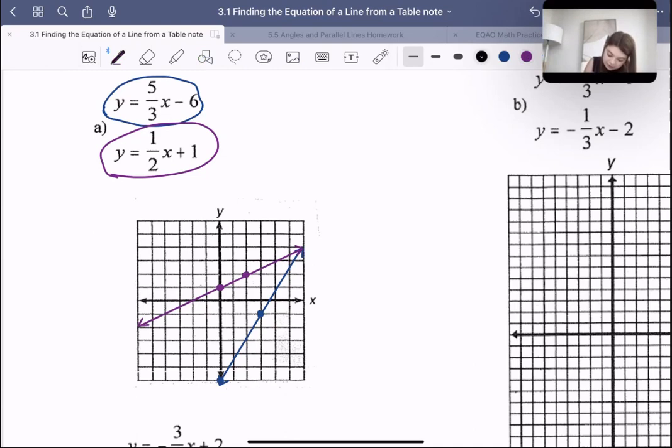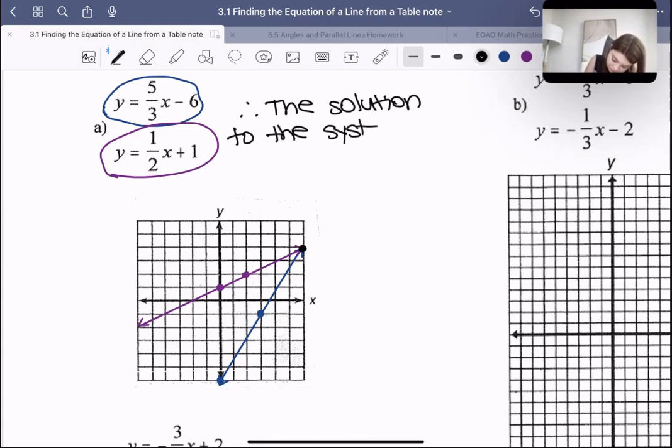Where do they meet? They meet right there. And that's at 6, 4. So therefore, the solution to the system, or the point of intersection, either one is good with me, the solution to the system is 6, 4. And there we go. All right.